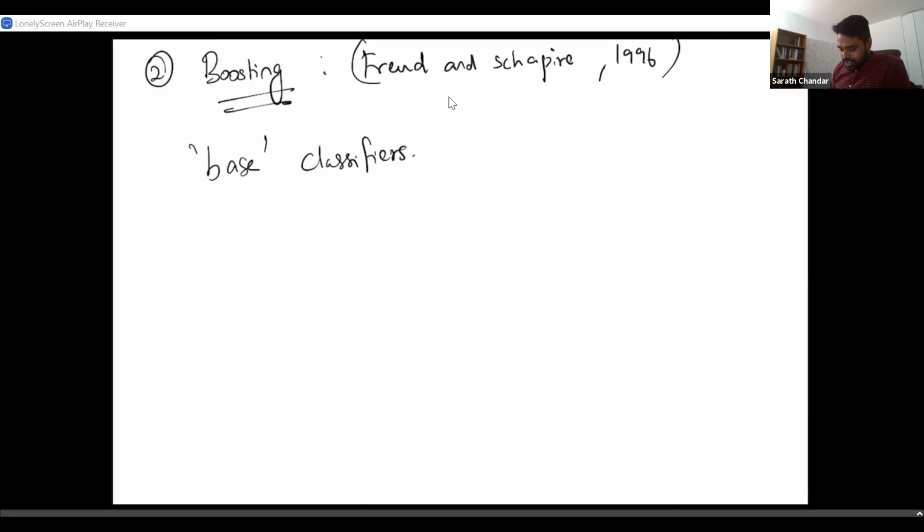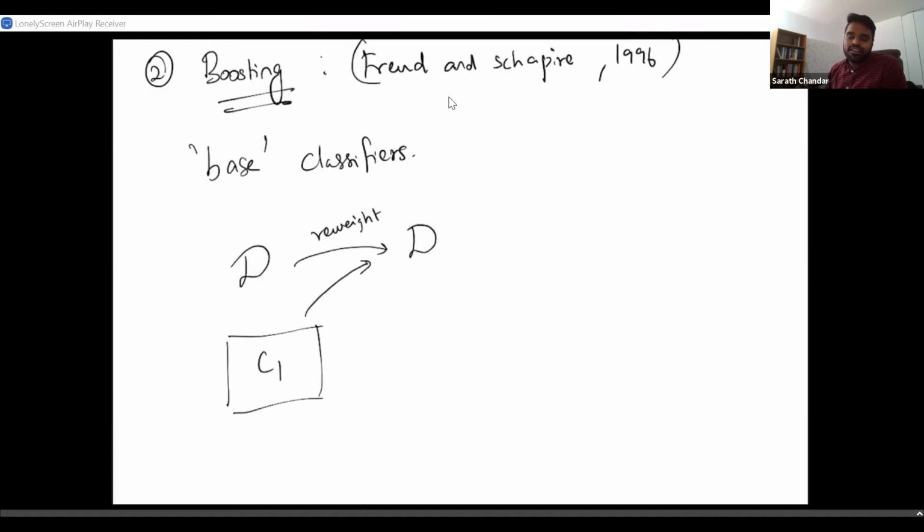What we will do is take our data set and train the first classifier using the data set. After training the first classifier, you look at all the errors that this first classifier has made. Now you reweight the data set based on classifier 1's performance. It's not a new data set, it's just the same data set. But initially, all the examples had 1 by n weight. Now you increase the significance of the misclassified examples and train a new classifier, C2, using this data set.